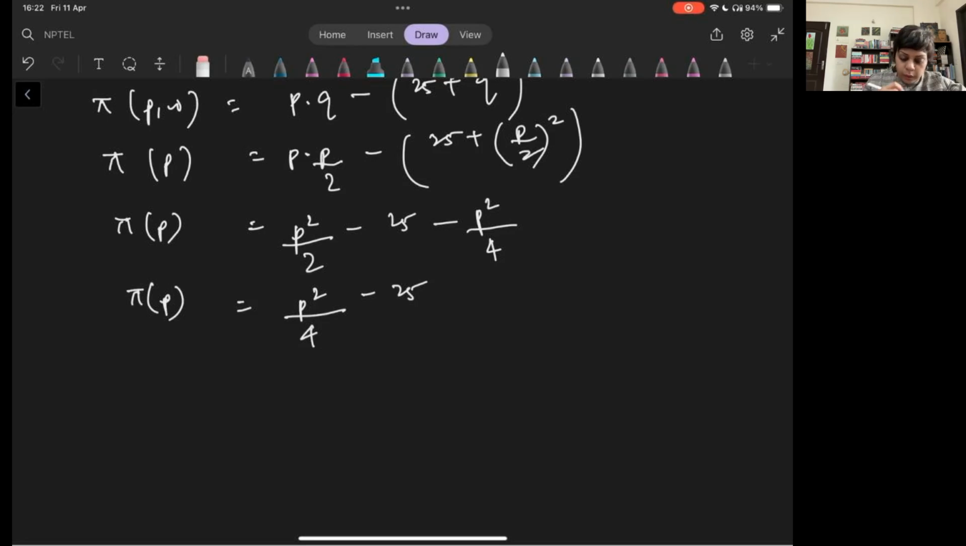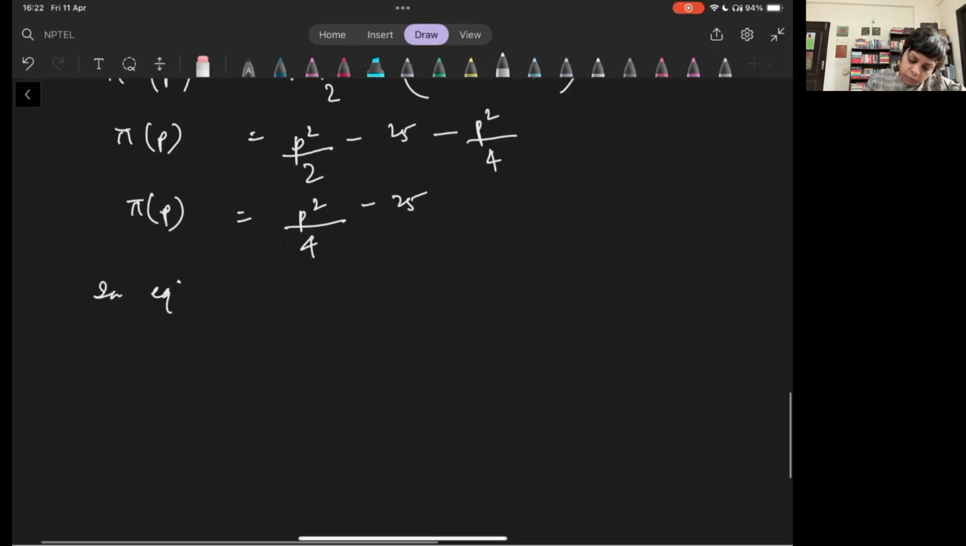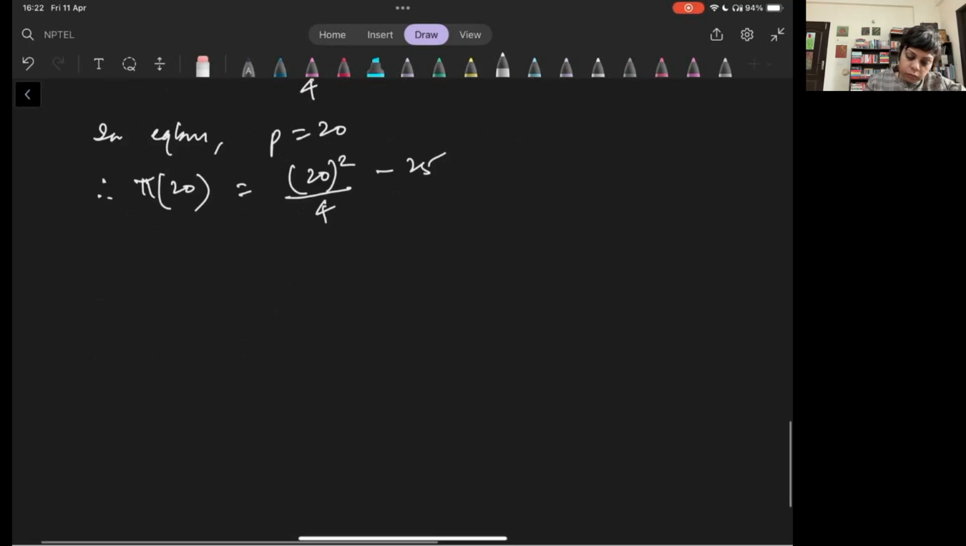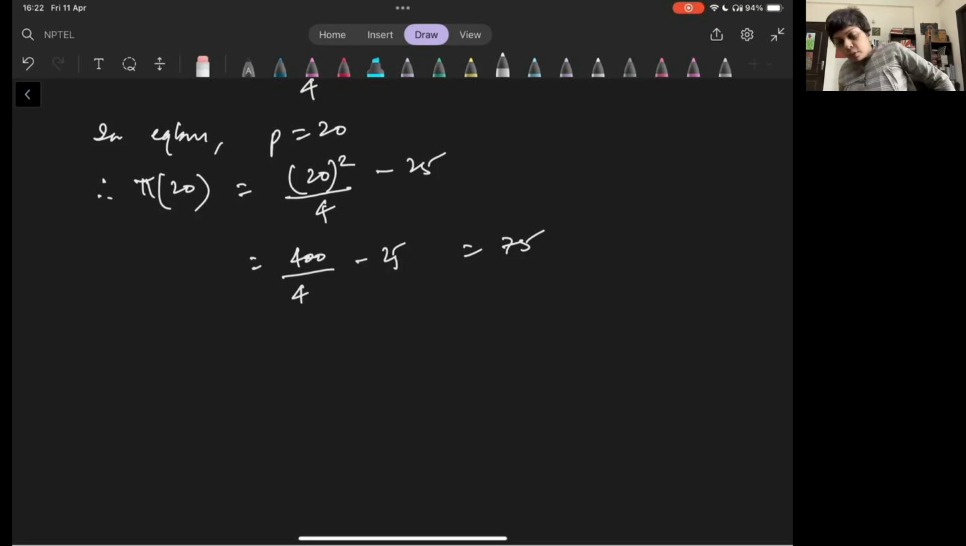And in equilibrium, we know that price is 20. Therefore, pi 20 is what? 20 whole square by 4 minus 25. 400 by 4 minus 25 equal to 75. This is each firm's profit in equilibrium. They're making 75 bucks of profit.